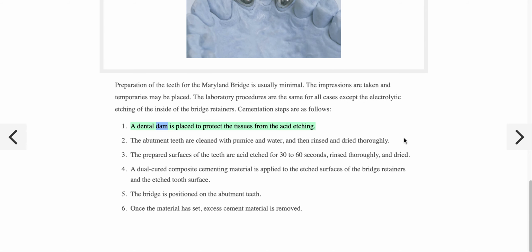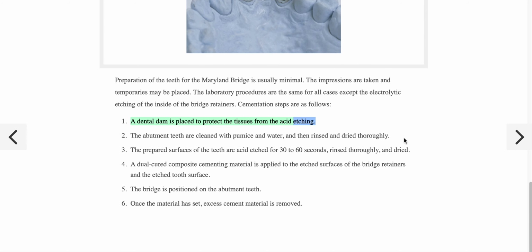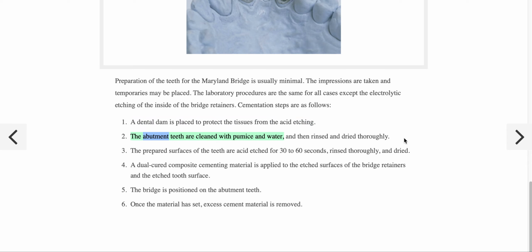1. A dental dam is placed to protect the tissues from the acid etching. 2. The abutment teeth are cleaned with pumice and water, and then rinsed and dried thoroughly. 3. The prepared surfaces of the teeth are acid etched for 30 to 60 seconds, rinsed thoroughly, and dried. 4. A dual-cured composite cementing material is applied to the etched surfaces of the bridge retainers and the etched tooth surface. 5. The bridge is positioned on the abutment teeth. 6. Once the material has set, excess cement material is removed.